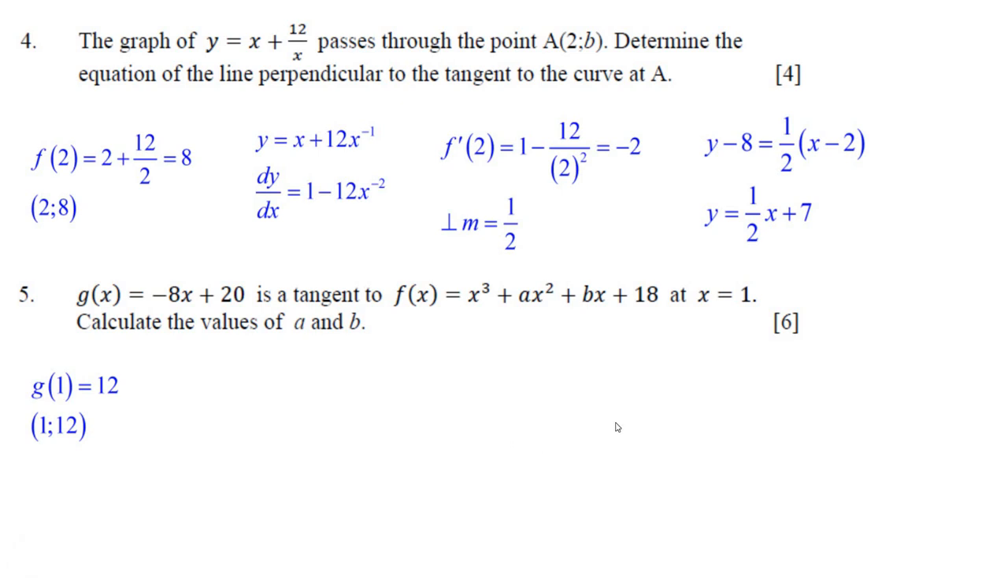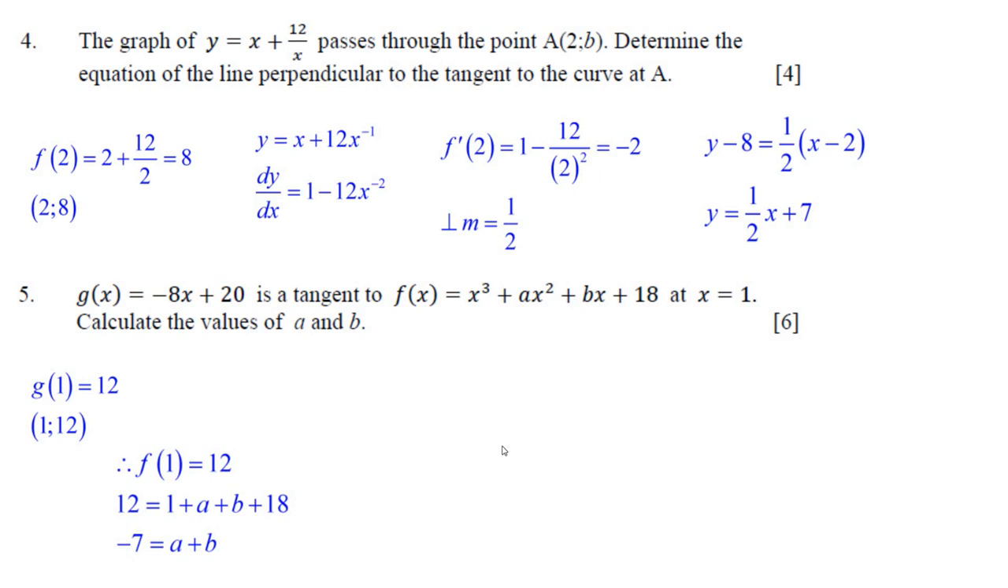Well, this is a harder question. We know two things. We know at 1, the gradient is minus 8. And we know at 1, it gives a y value of 12. So if we let f of 1 be 12 and put 1 in for x, we get a formula here: 1 cubed plus a times 1 squared plus b times 1. Hey, it's just a plus b here. 1 plus 18 is 19. Take it away. a plus b equals minus 7.